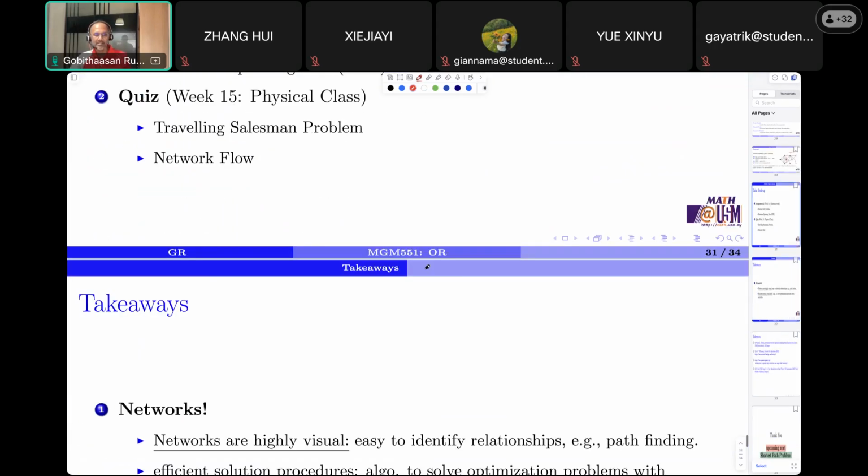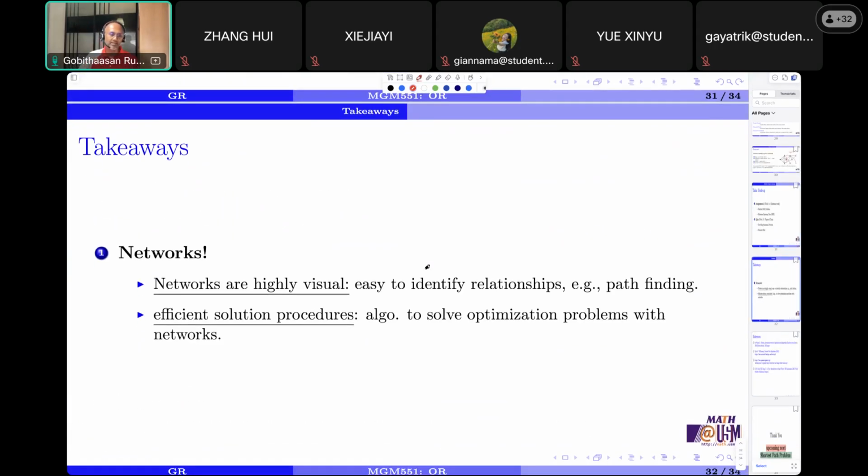All right. So the takeaway for today's lecture would be, of course, networks. Networks are highly visual. Easily we can identify relationships, or we can easily find paths, etc. And then, of course, efficient solution procedures. In the lectures to come, you will see how we can use algorithms to solve optimization problems for these networks. Right. So with that, I would like to end our lecture today.